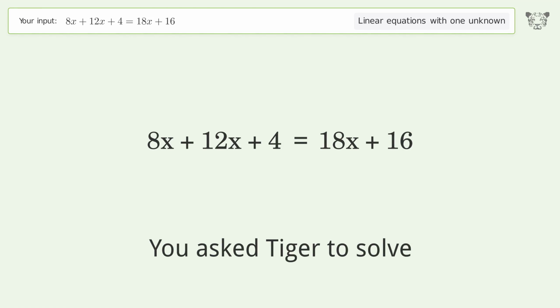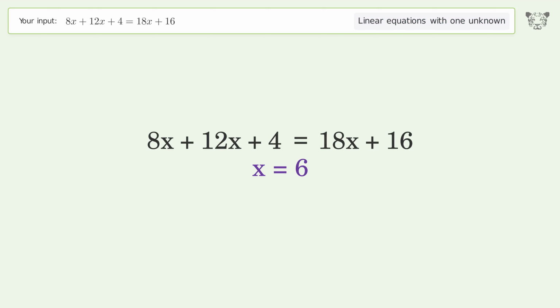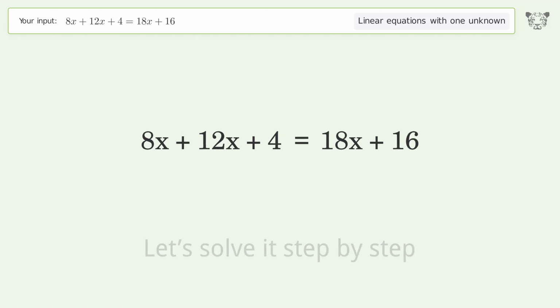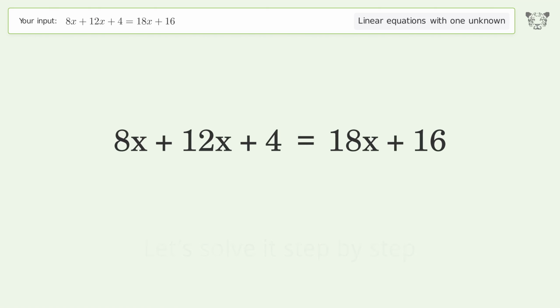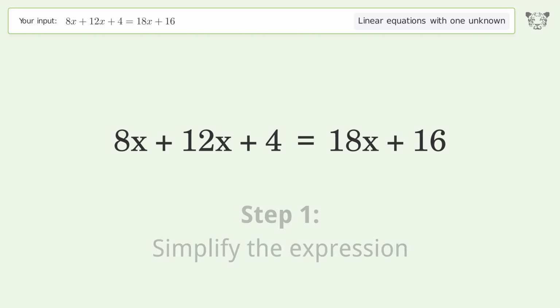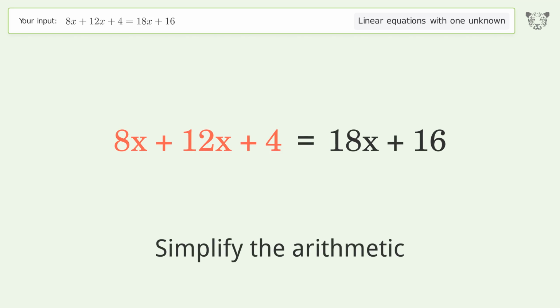You ask Tiger to solve this. This deals with linear equations with one unknown. The final result is x equals 6. Let's solve it step by step. Simplify the expression. Simplify the arithmetic.